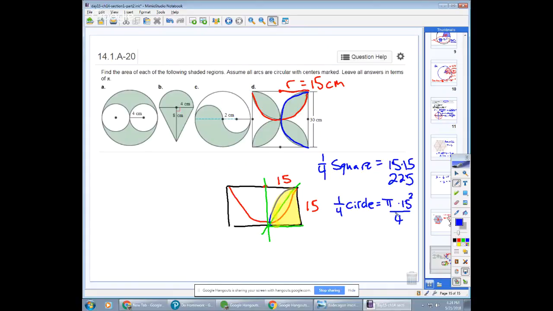Right? So check it out though. You're worried about this area that used to be white down here? How is that related to that area up there? It's the same. But haven't I just found this area right there? You subtract by subtracting these two? If I take the 225, that's this whole region right here. Now what I want to do is subtract that 1/4 circle, and what's left is that white region right there.